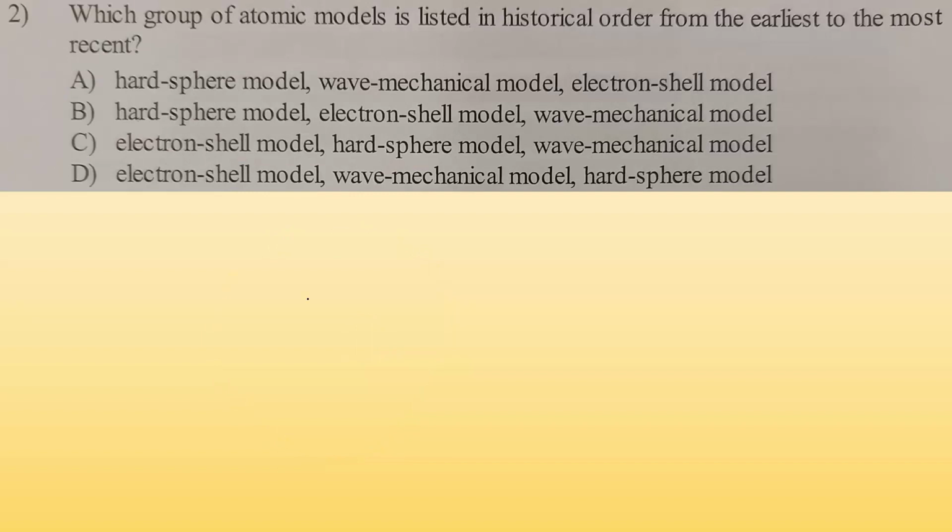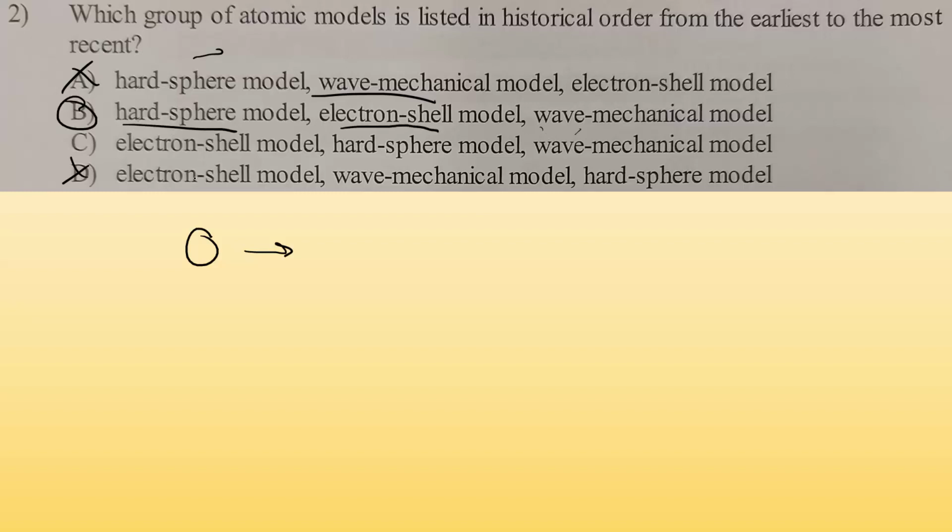2. Which group of atomic models is listed in historical order from the earliest to the most recent? So we know that we started with a hard sphere, and then we got, well, let's see what our options are. Wave mechanical, I know, was my last one. So where am I at? So this is going to have to be the latest one. So I can eliminate A and D, and I started with the hard sphere. So let's see, hard sphere model, electron shell model, and wave mechanical model.